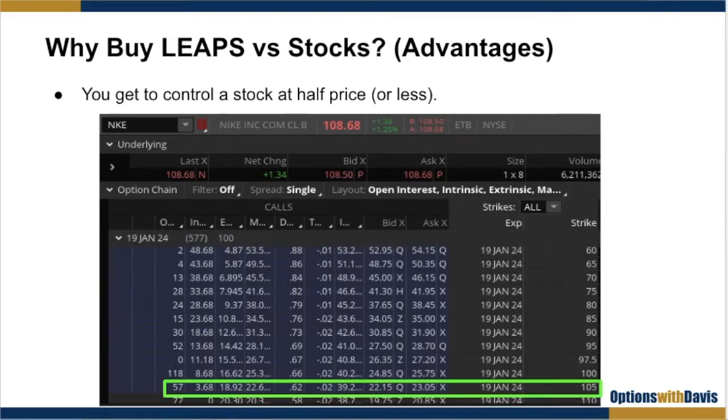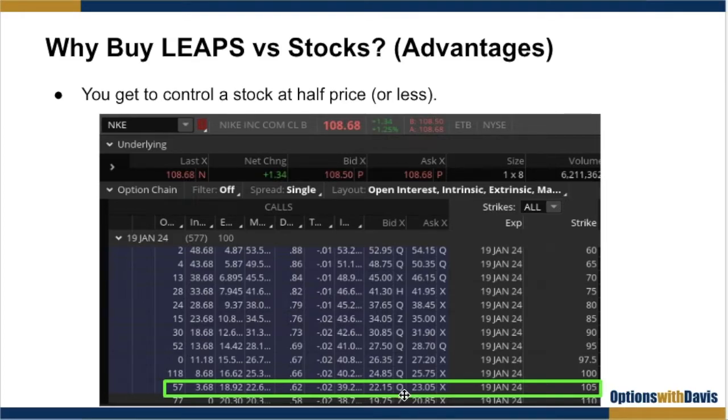Of course, you can choose to pay even less if you go to the 105 strike price. As you can see, with the 105 strike, you can buy this option at about $23, which is about $2,300. So you limit your downside even further.